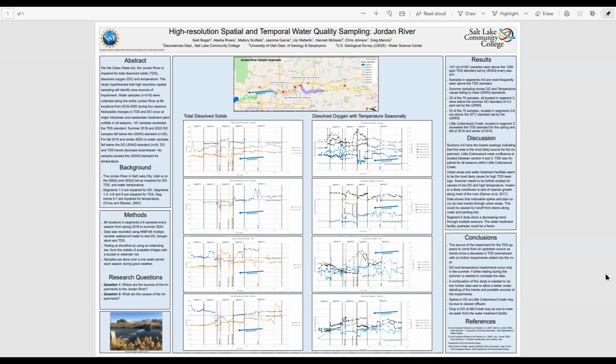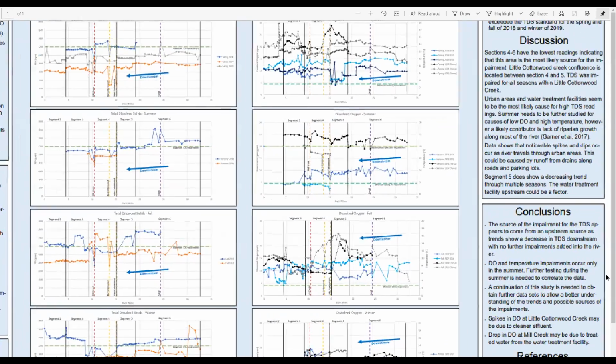A brief overview: the Jordan River has been listed as impaired by the Utah Division of Water Quality per the Clean Water Act's 305B and 303D list. The river is impaired for dissolved oxygen, total dissolved solids, and temperature. Segments 1 through 3 are impaired for DO. Segments 1 to 2, 4 to 6, as well as segment 8 are impaired for TDS. Segments 5 to 7 are impaired for temperature. Our study is focused on providing large data sets to narrow down areas of impairment and their possible causes.